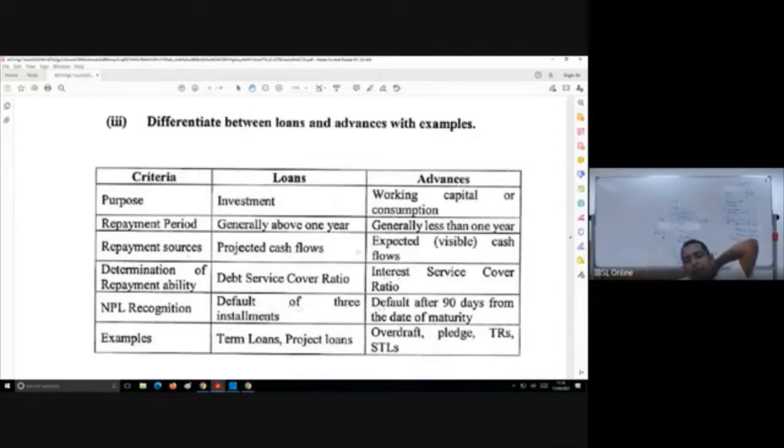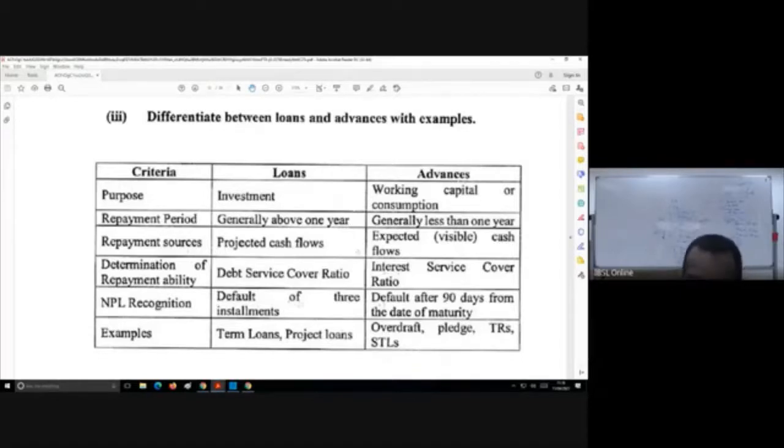Examples: term loans, project loans, overdraft. Try to give examples as much as possible. Then the examiner knows that you know. Don't try to write a lot of things. When you start writing a lot of things, your focus will be lost. Then you write something irrelevant, and your marks will be deducted for that.